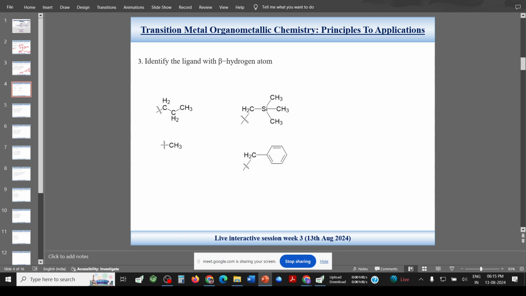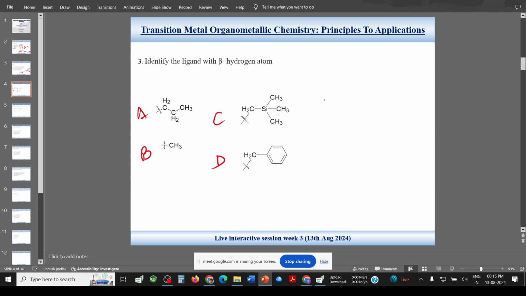Our third question is: identify the ligand with beta hydrogen atom. Option A is simply an alkane chain. Option B is only methyl. C is something with a silicon compound, and D is the benzyl group. The question is to identify the ligand with beta hydrogen atom.